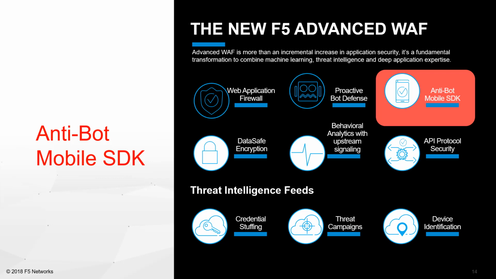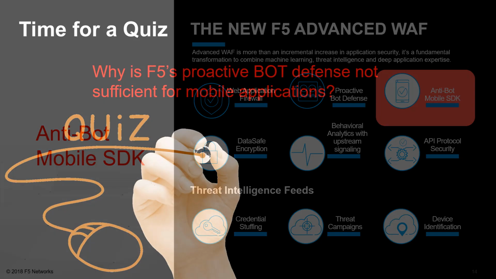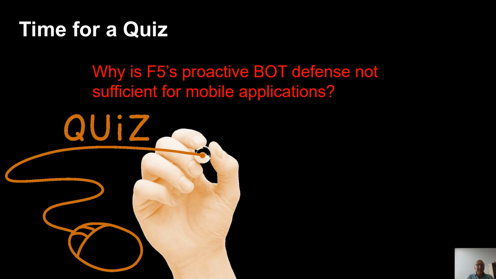As you know from the previous slides, and as you see over here, there is already a proactive bot defense. And you might ask yourself the question, why would this proactive bot defense from F5 not be sufficient? Why do we need something extra when it comes to mobile devices? And that's exactly my next question. So the next question is, why is F5's proactive bot defense not sufficient for mobile applications?